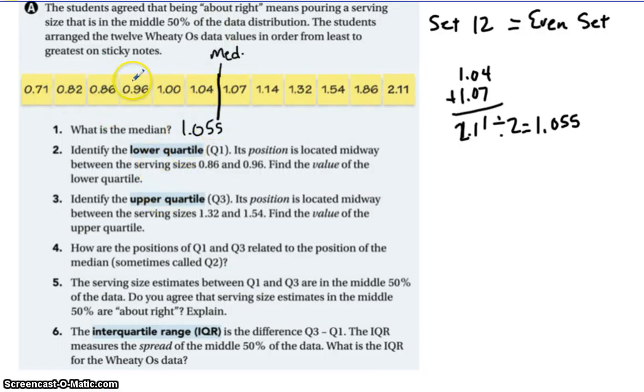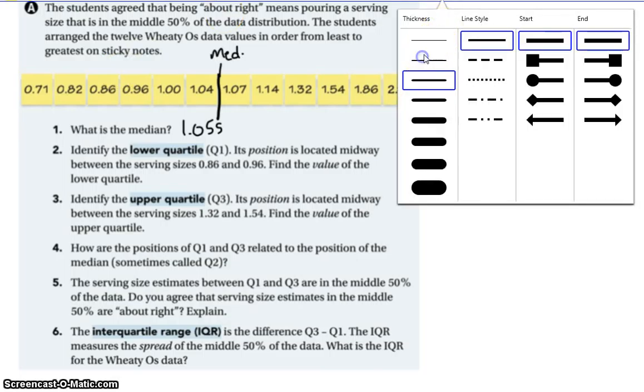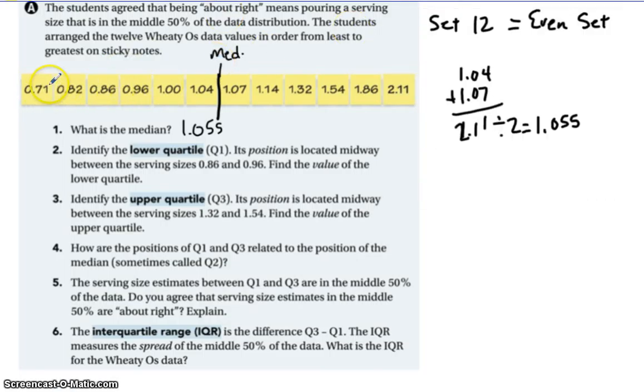We have 6 pieces of information. Our lower quartile is going to come halfway down the row. So since we have 6, it'll be between the 3rd and 4th. So that number is going to be right here. That's the lower quartile, or Q1.